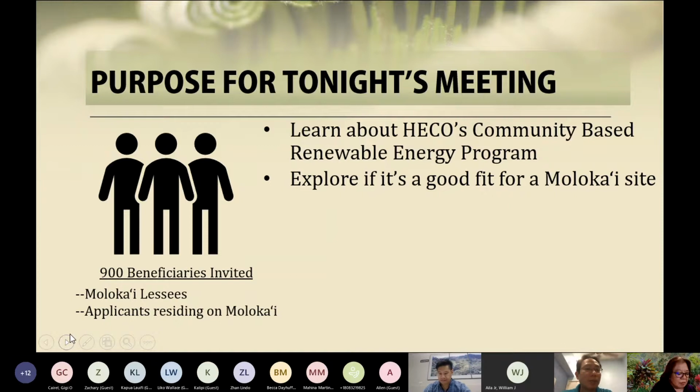We want to explain briefly why the department is getting involved in renewable energy on the island and talk a little bit about the proposed site. We'll save the bulk of the meeting for discussion. We can answer questions, and we're interested in your thoughts about the site and ideas on potential benefits this potential project could provide for the Homestead community. Next slide.